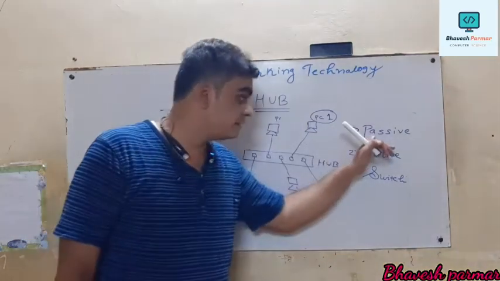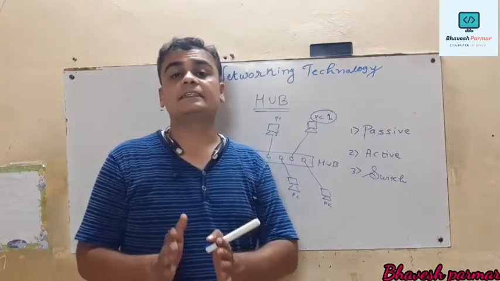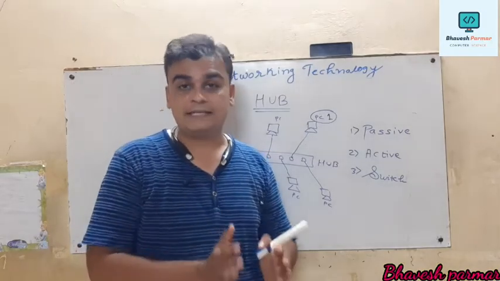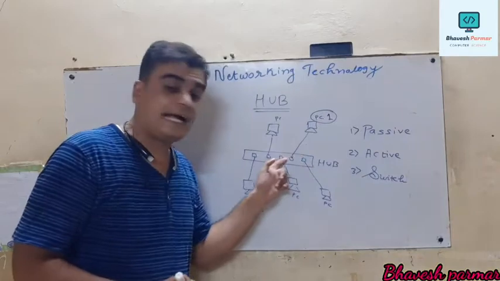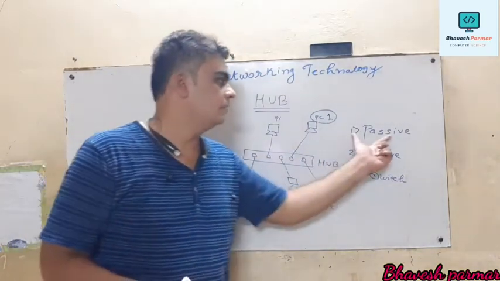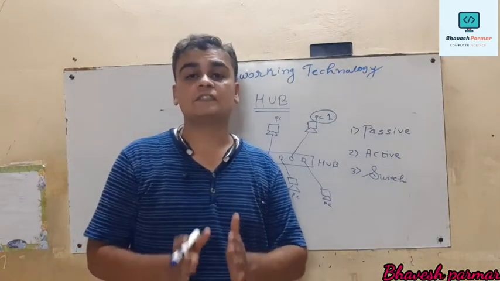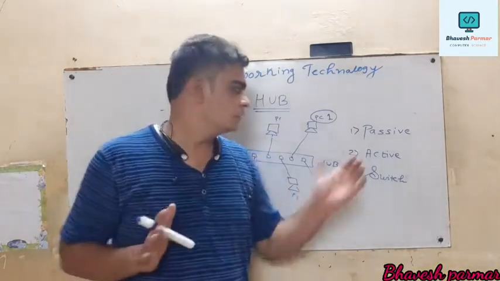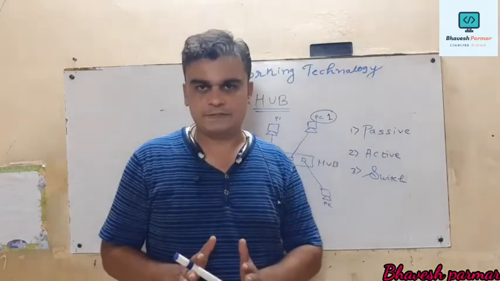In the case of a passive hub, if the data contains some error, it will never sort out or find that error. It will never clear that error and passes the data as it is to the destination computer. Meanwhile, a passive hub does not perform any processing on the input signal. That's why if we consider the cost of a passive hub, it is less expensive.